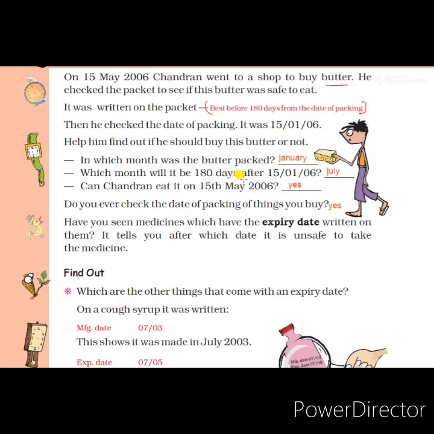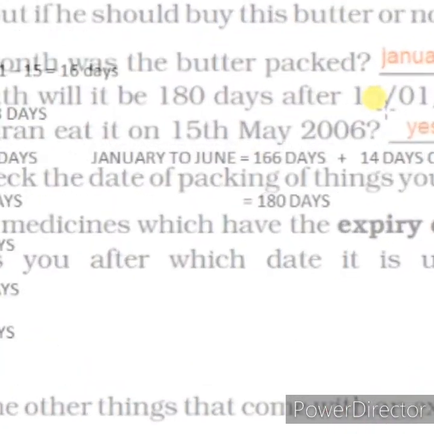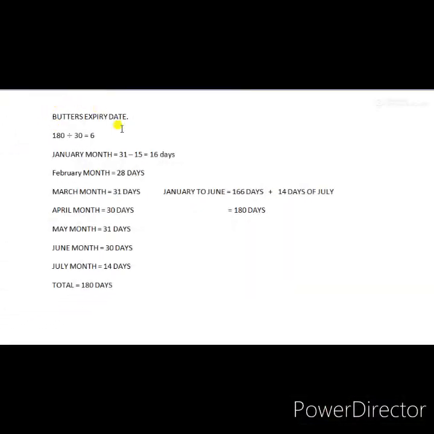To find the expiry month, we have to calculate which month it will expire. To find that, I will show it on a separate page. In a detailed calculation, I will show in which month it will expire. So come to that page. See, you will check this page properly. This is the page where I am showing how we can calculate the expiry month of the butter.